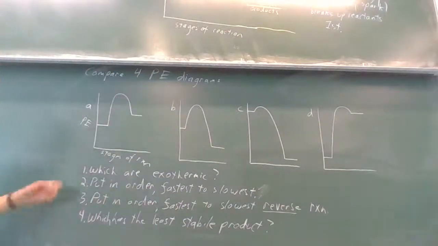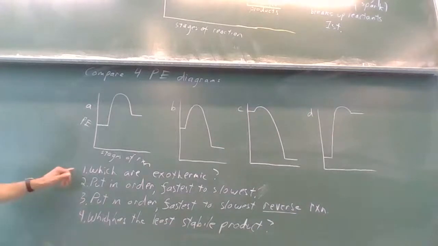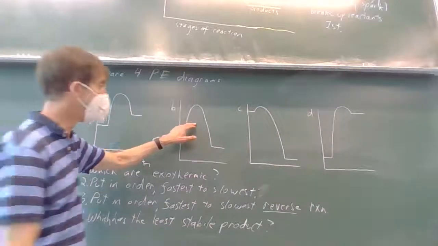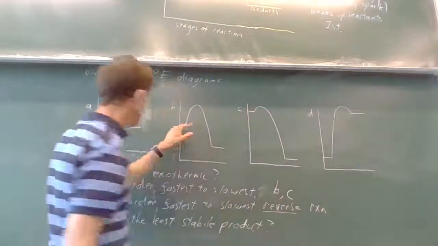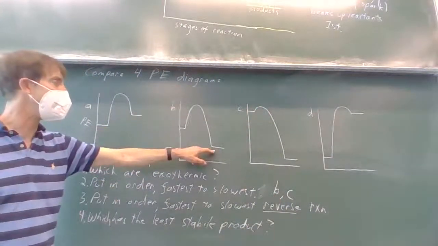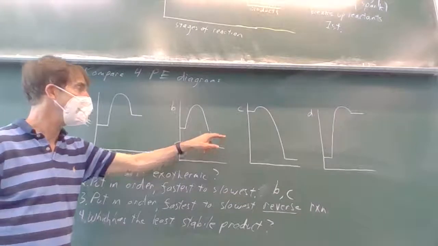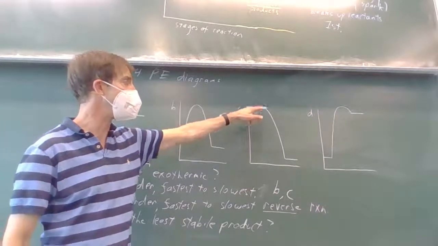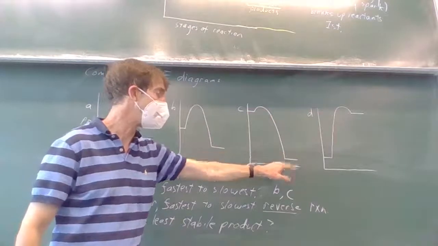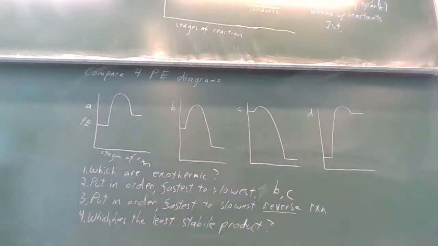Okay, so which are exothermic? UCM, what did you think? B and C. Let's look at them. B, I start high and I end low. I give off a lot of heat. That's exothermic. C, look at that. That's really exothermic. I start with a high amount of energy. I give off a lot to make my product. B and C is correct.